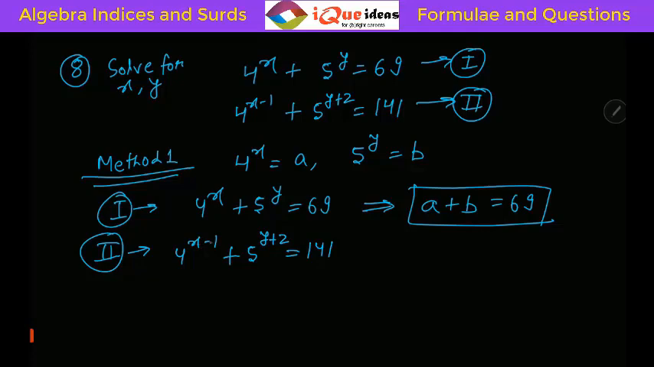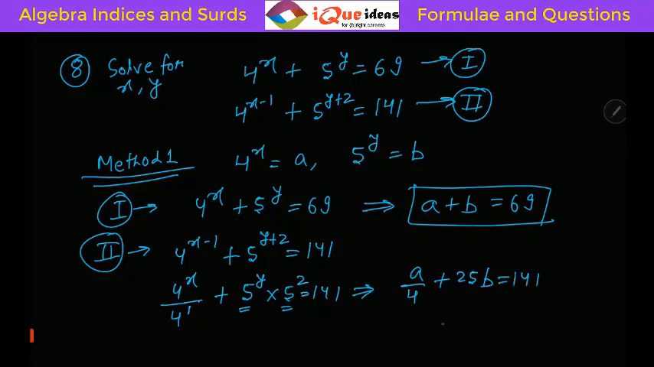Now here, 4 raised to x minus 1 can be written as 4 to the power x divided by 4 to the power 1, plus 5 raised to the power y plus 2 can be written as 5 raised to the power y into 5 raised to the power 2, equal to 141. Now 4 raised to x is a, 5 raised to y is b. So this equation can be written as a by 4 plus 25b, since 5 square is 25, equal to 141. If you multiply by 4, it gives us a plus 100b is equal to 141 into 4, which is 564. So these are the two equations, a plus b equal to 69 and a plus 100b equal to 564, that we need to solve to get the values of a and b first.